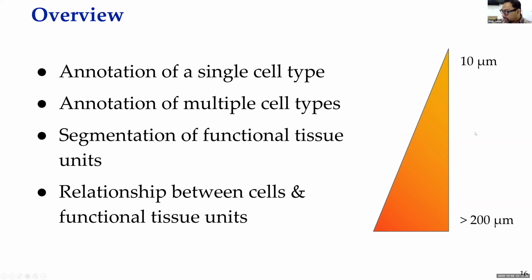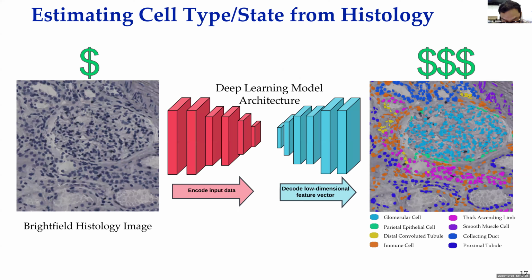We work at varying levels of scale, from 10 microns at the cell level to 200 microns, which is the functional tissue unit level. I will talk about how to understand single cells and estimate them from bright field histology, how to estimate multiple cell types, how to segment functional tissue units, and the relationship between cells and functional tissue units. This is fundamental to understanding biology for any organ system. We are just using kidney as a vehicle at this moment, and at the end of this talk we'll show how we are trying to reach out to other organ systems to make it more generic.